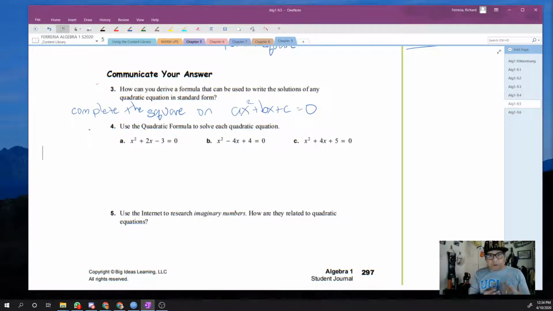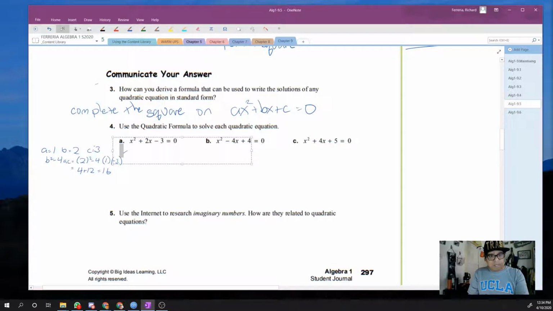So for question 4, what is A, what is B, what is C? And as you can see, A is 1, B is 2, and C is -3. Now that I've done that, this is where I differ from a lot of math teachers. The first thing that I want you to do is figure out the value of what we call the discriminant. The discriminant is b squared minus 4ac. That's the part that's inside the square root.